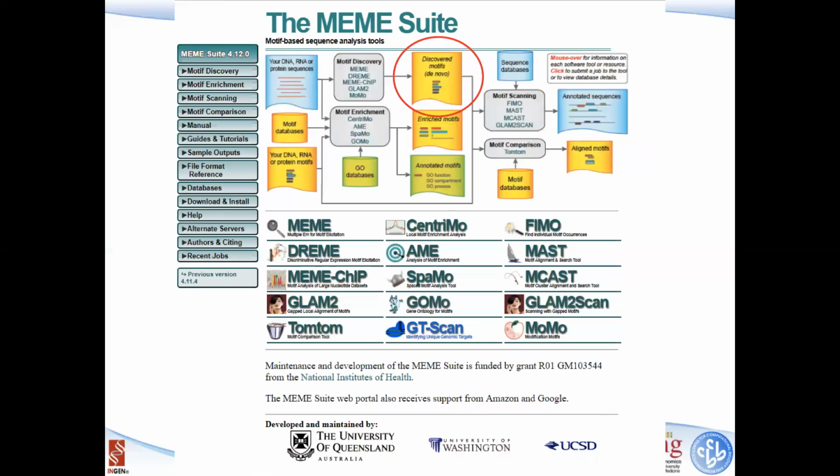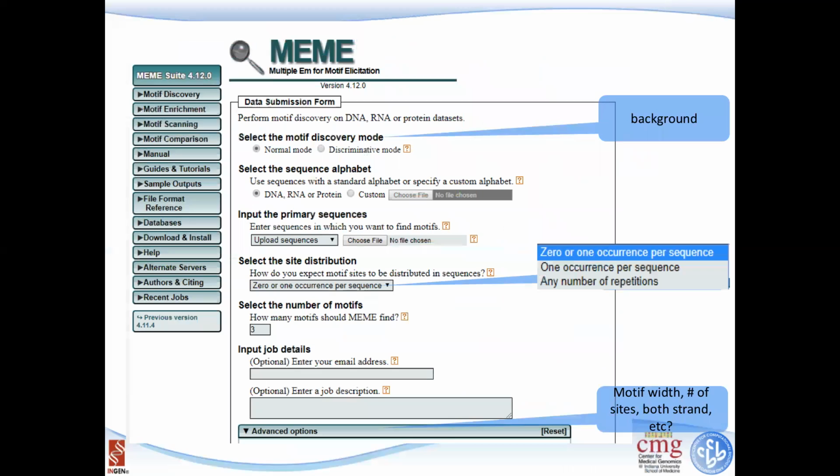And this is an online software. When you click that one, they may ask you to submit the data. The data could be normal mode or discrete mode. If you click that one, you know what that means. It asks you to select the background. And then you can select the sequence alphabet, either DNA or RNA or protein, or you can customize it. And then you can input the sequences you need to analyze.